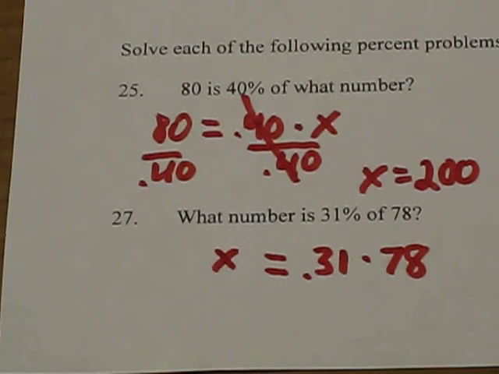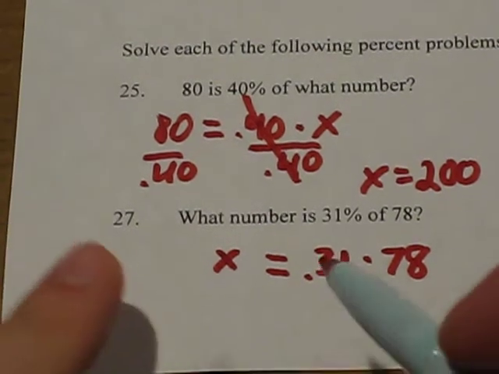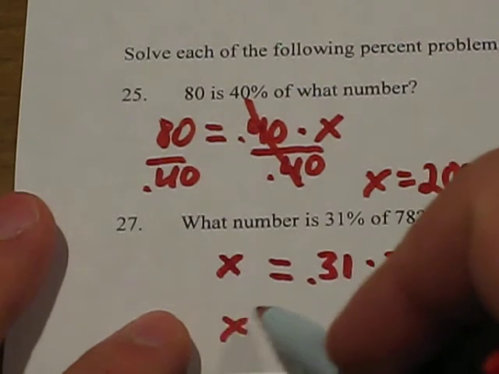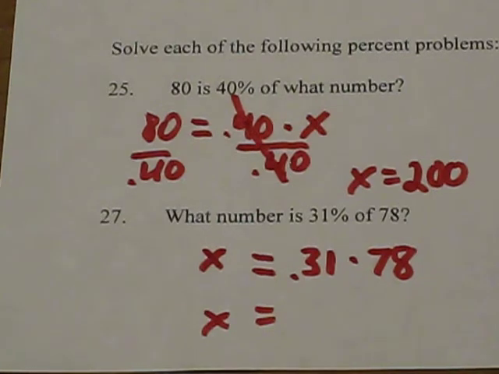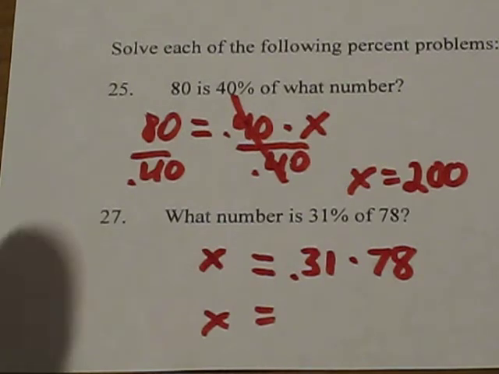Now, do you notice the x is all by itself? There's actually nothing to do here. So what we're going to do is multiply this times this. X is equal to 0.31 times 78. I'm going to do a little multiplication, see what we get. And we get 21.48.